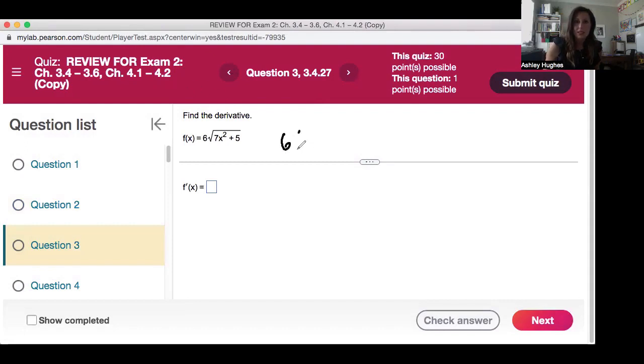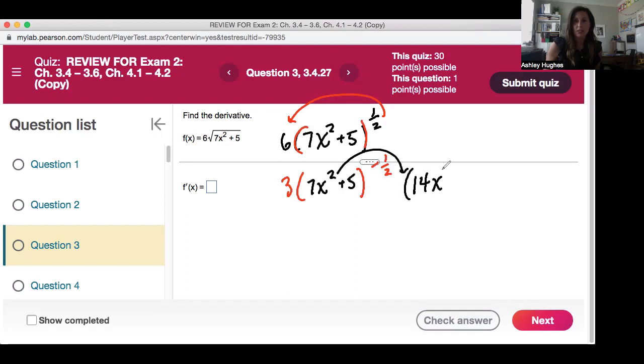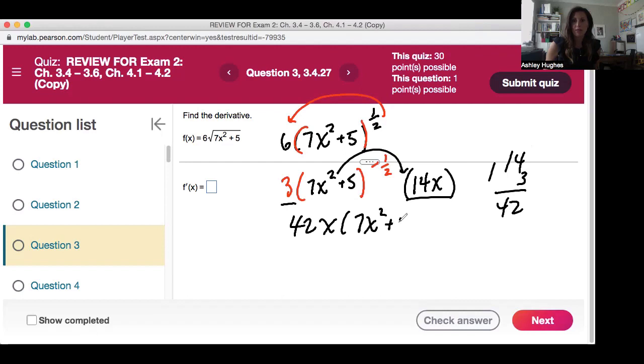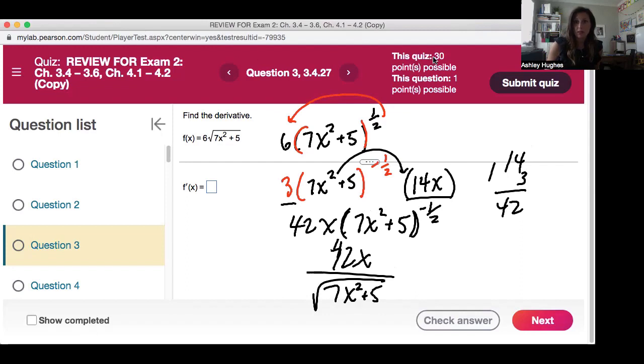Okay, this is 6, 7x squared plus 5 to the 1/2. So then we're going to bring down this 1/2 in front, and that would be 3, negative 1/2 outside, and then we're going to keep the inside the same, and then multiply by the derivative of the inside, which is 14x. And so 3 times 14, that gives us 42x, 7x squared plus 5 to the negative 1/2. Or you could write 42x and then the square root of 7x squared plus 5 in the bottom, because negative 1/2 is the same as the square root in the denominator.